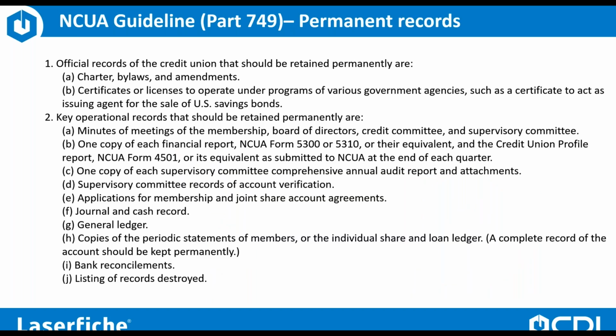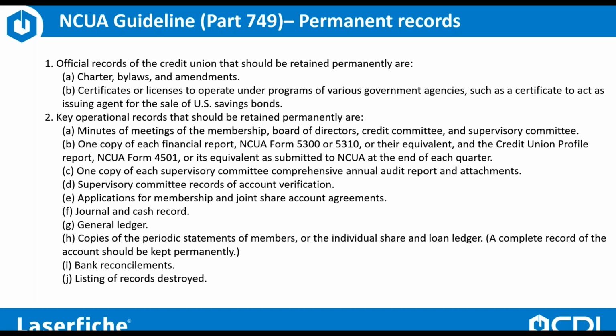So, what are the NCUA guidelines for records management? Now remember, the NCUA does not set your records management policies. They do not tell you which records to keep as permanent or to destroy. They simply provide some guidelines. This guideline is provided in Part 749 of the Code of Federal Regulations. Other countries will have similar guidelines to follow.